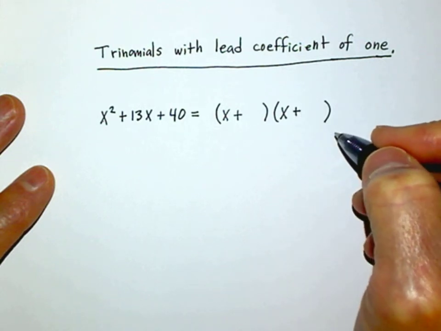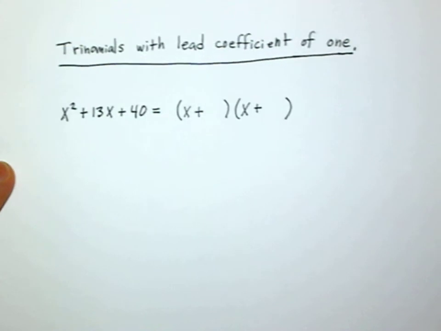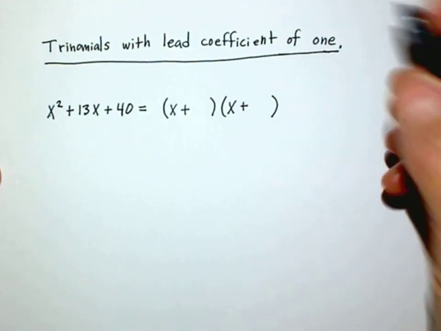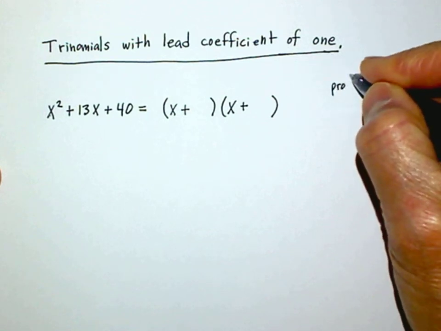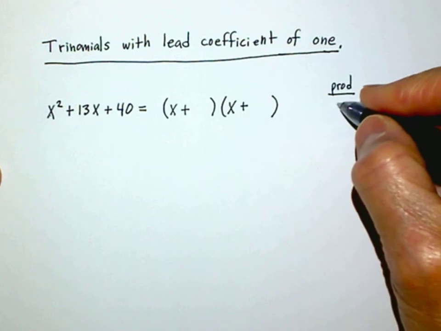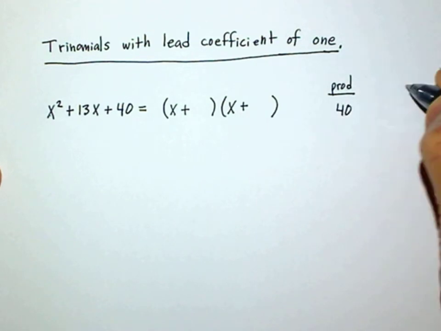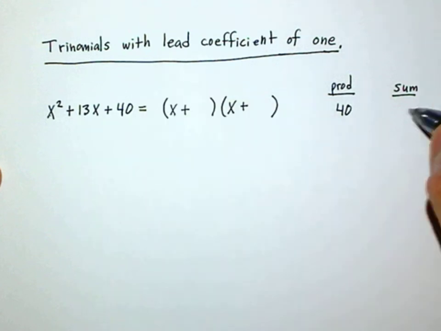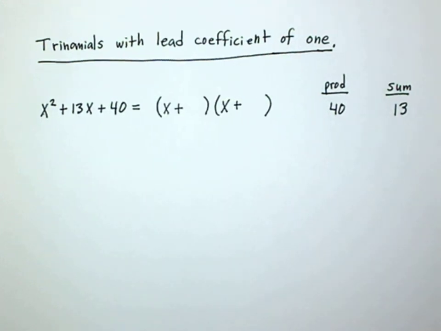Now we're going to use what's called the product sum method, which means we're going to find numbers that give us a product of 40 and a sum of the middle number 13. So I'm looking for numbers that multiply to give me 40.